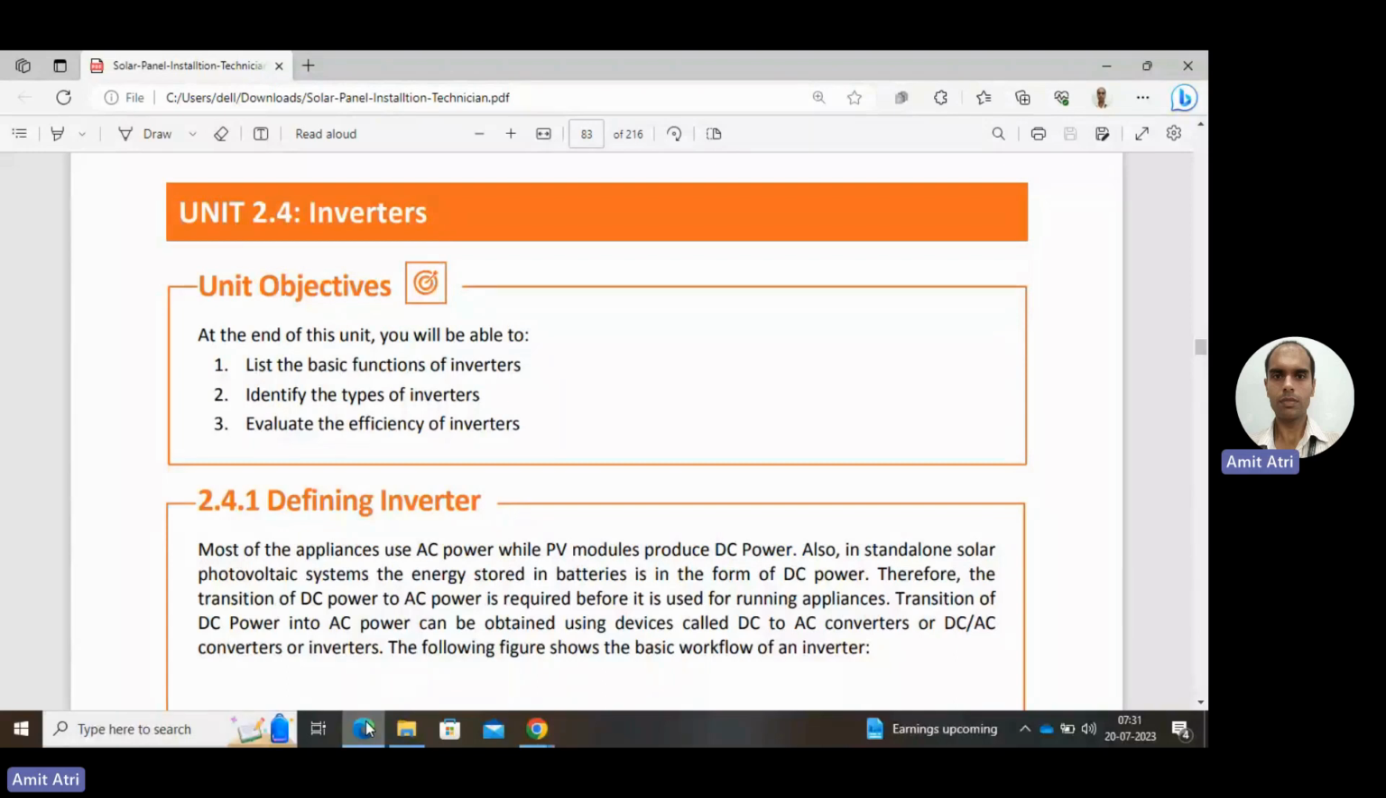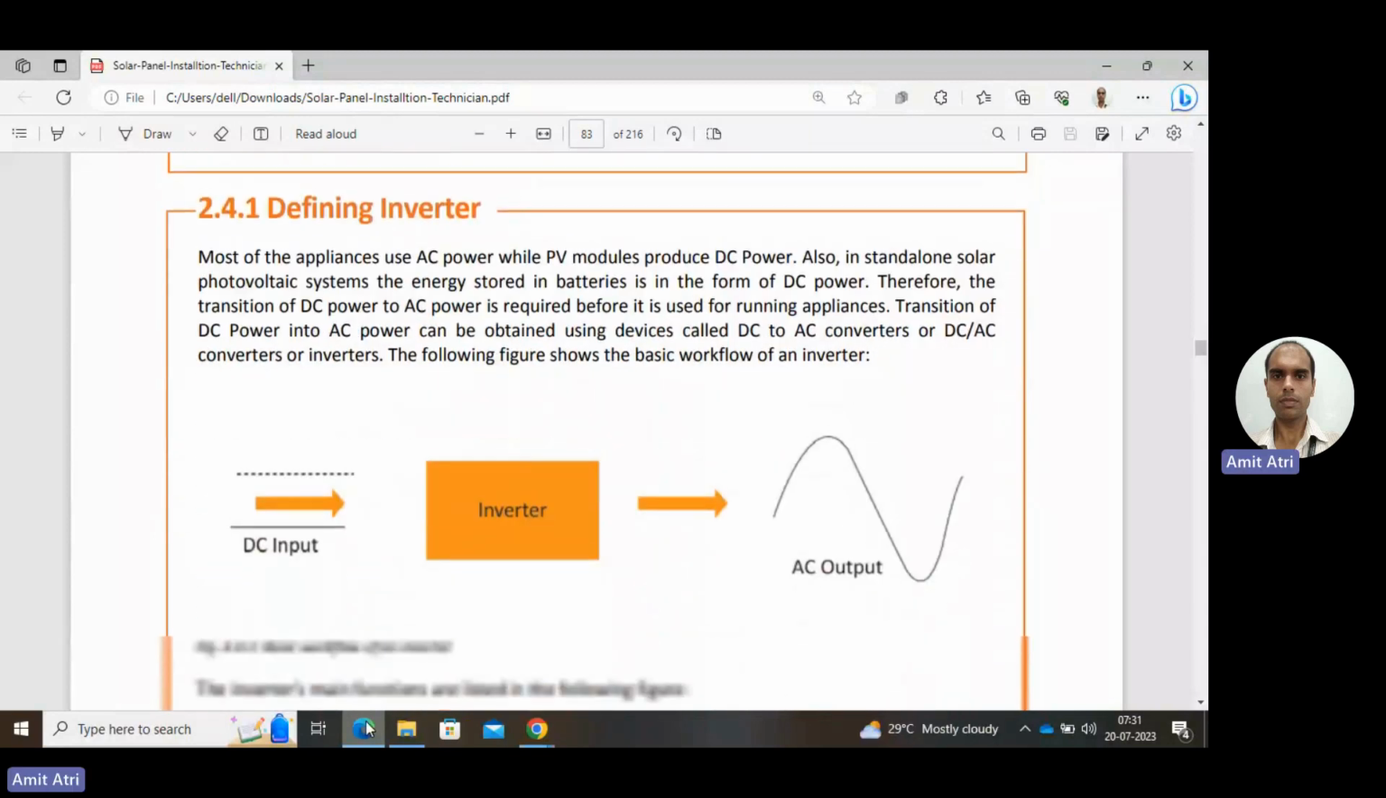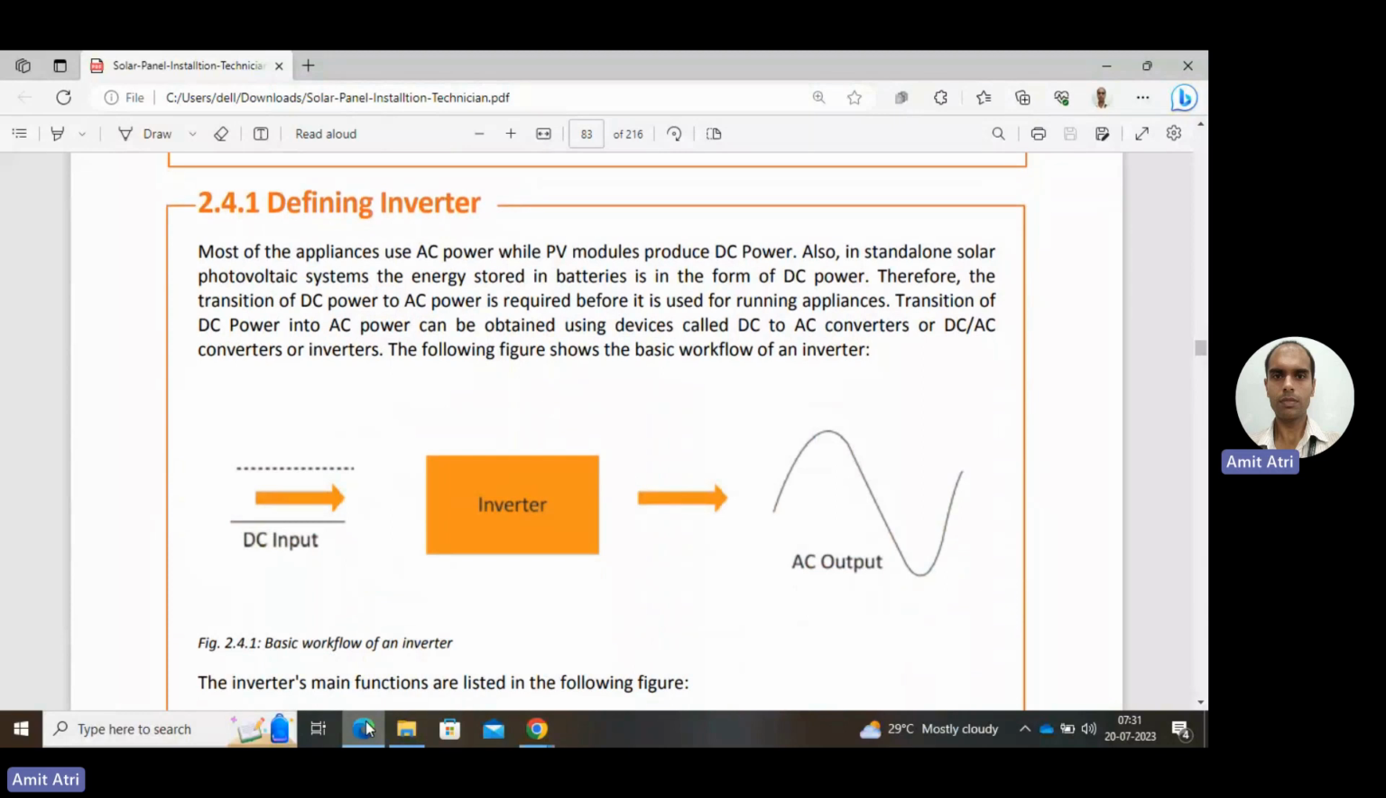Today we will be discussing Unit 2.4 in the Solar PV installation course, and that is covering inverters. So first of all, we will define an inverter. So what is an inverter? In the previous unit, as we have studied in the working of the solar modules, solar modules are producing DC.